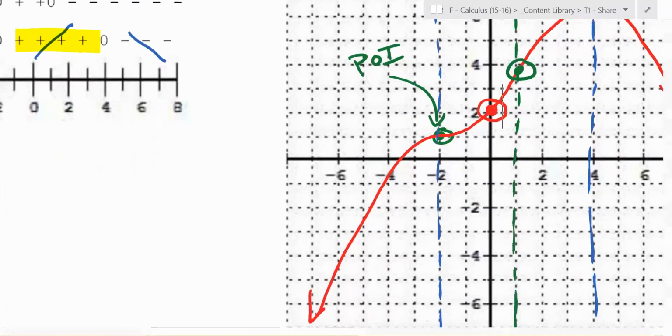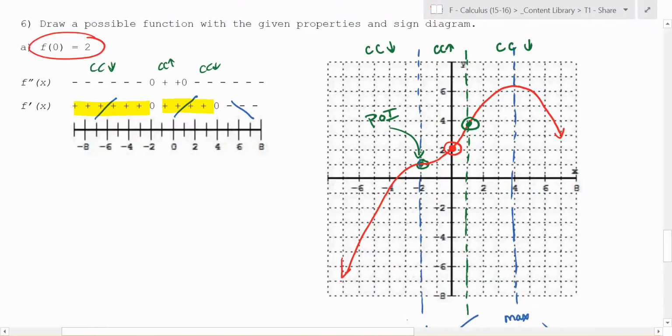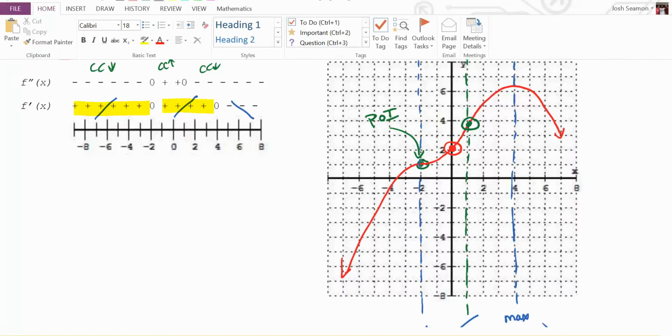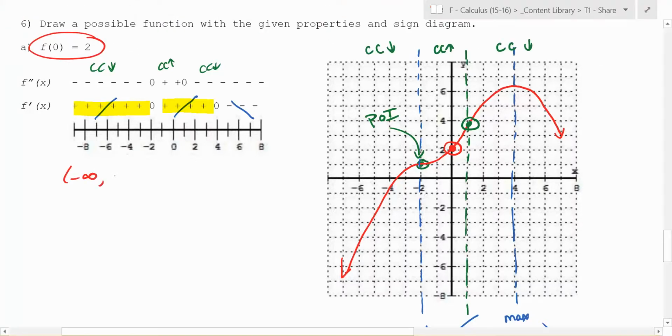Now, where is it increasing? From negative infinity to where? 4. So you would say that, but here's the thing. Is it increasing at negative 2? It's not, right? So you would say negative infinity to negative 2 union negative 2 to 4. That's where it's increasing. You'd have to take out that negative 2. That's very important. For that one instant, it is not increasing.